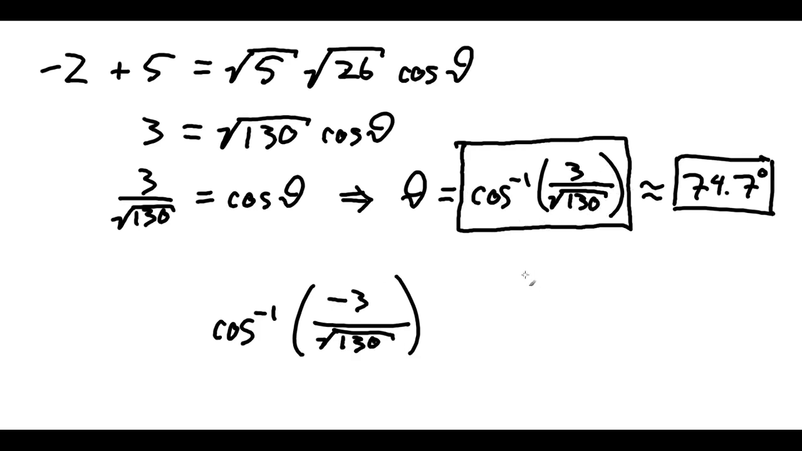Maybe you weren't asked for an exact answer, so you're just going to use the calculator and approximate these things. Well, when you compute that, you would get 105.3 degrees. And hopefully when you look at that, you realize, oh wait, this is not acute, that's obtuse. We need to subtract that from 180 degrees to get the correct acute angle, which would be the 74.7 degrees.